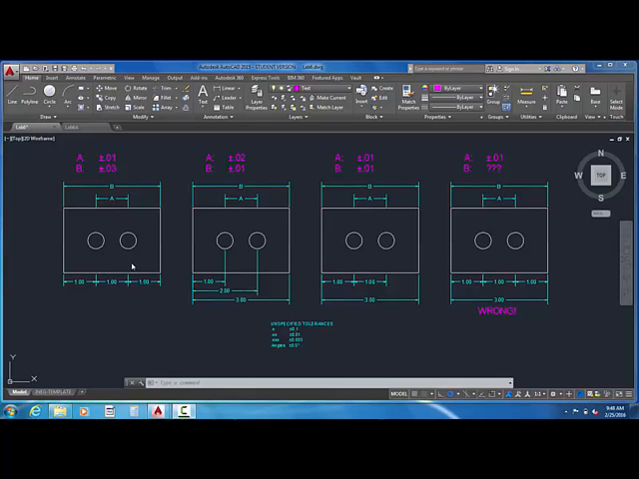So in this part right here, I have chain dimensioned the part. This part, I have datum or baseline dimensioned the part. And in this drawing, I've actually done a combination of both. So let's look at what this really means. Are these all equivalent or are they not?